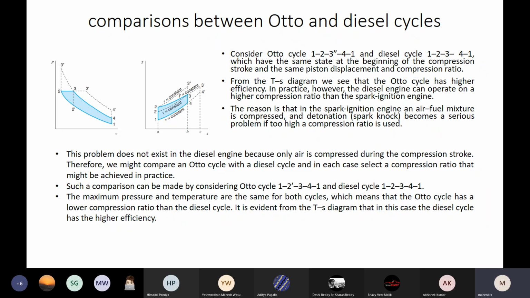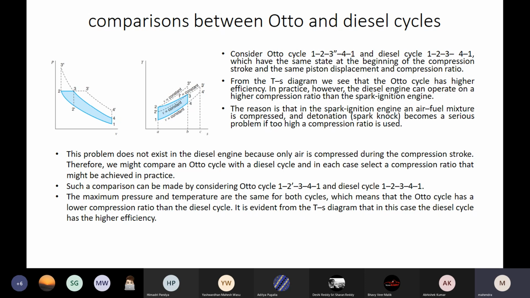What is the auto cyclic process? Isentropic compression, constant volume retention, isentropic expansion, constant volume retention. Now we have doubt. When we are comparing with diesel cycle, should we consider this thing or this thing? So obviously we have to consider this.